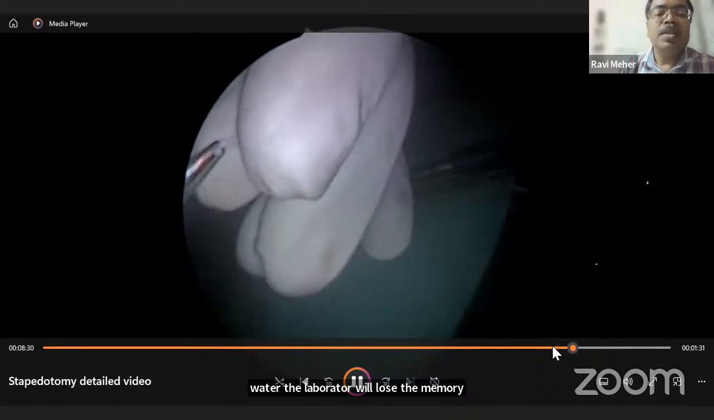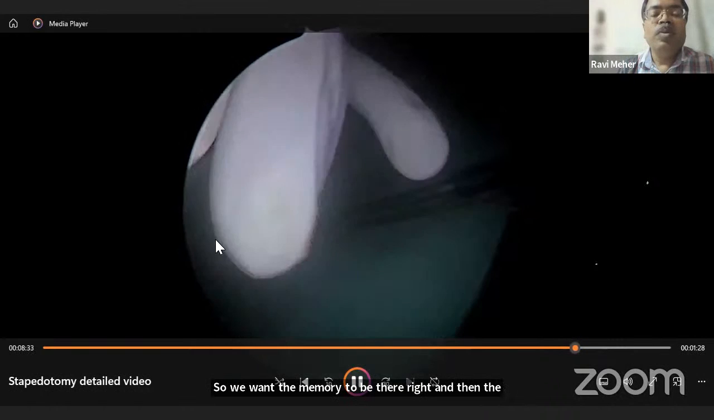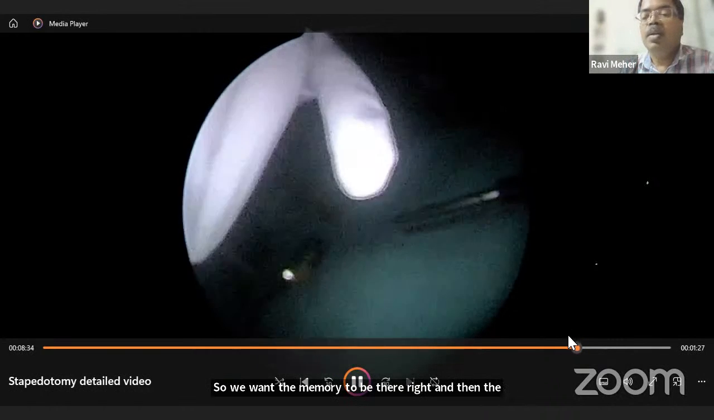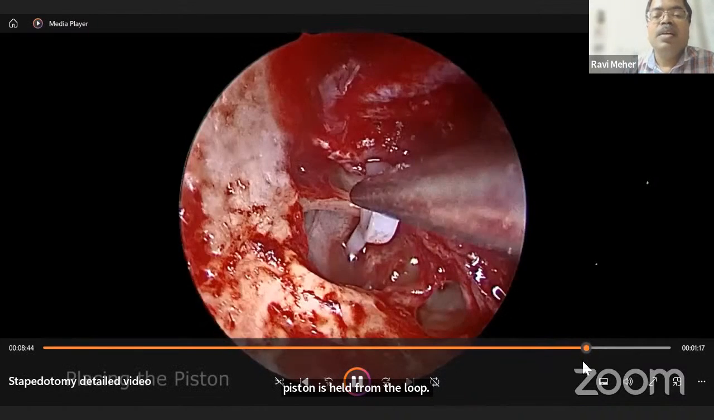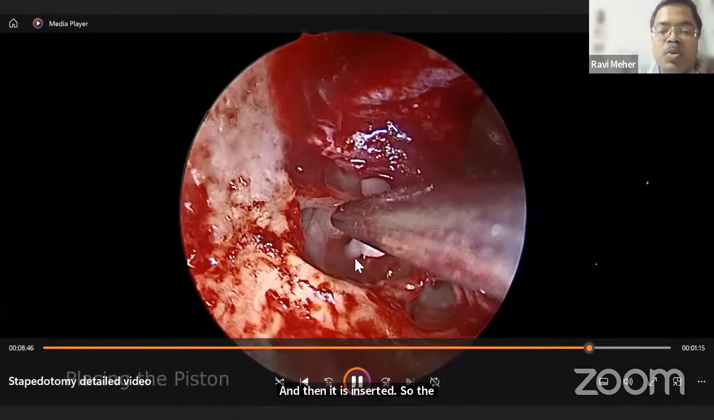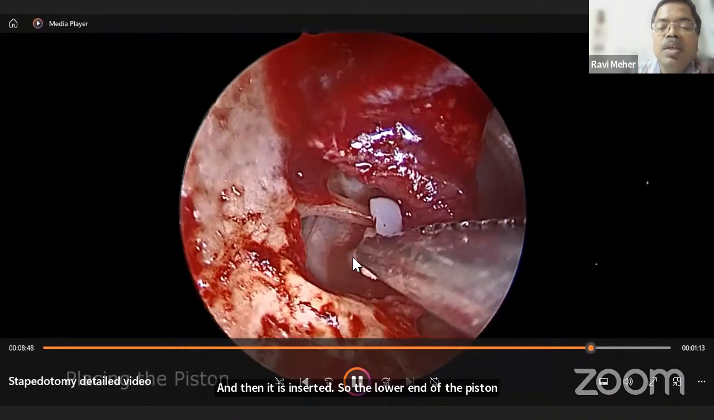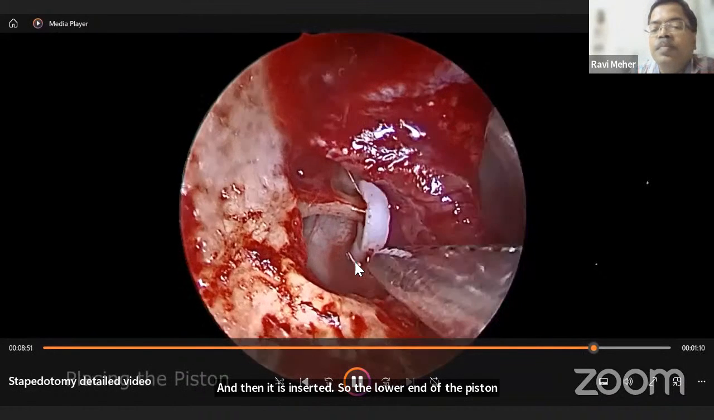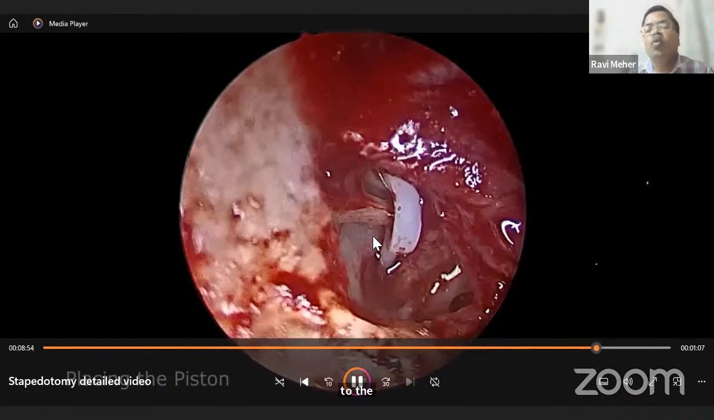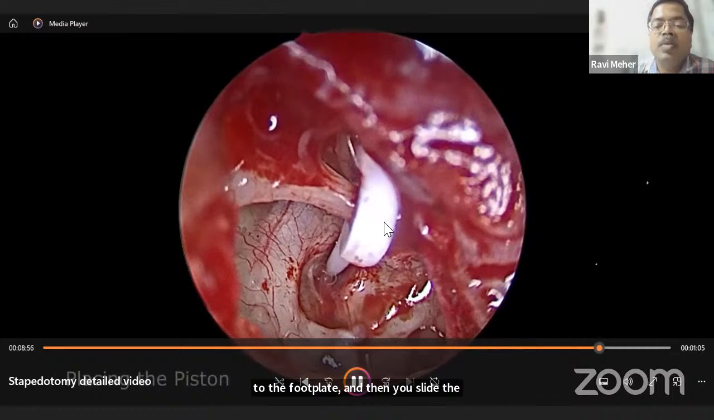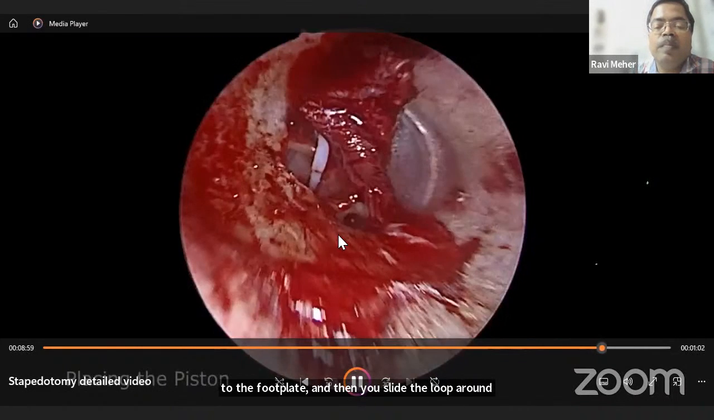So we want the memory to be there, right? And then the piston is held from the loop by a crocodile forceps, right? And then it is inserted. So the lower end of the piston should go first into the foot plate, and then you slide the loop around the incus. So that is the placement of the process.